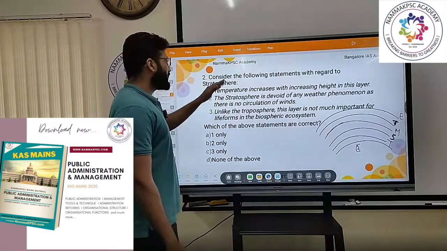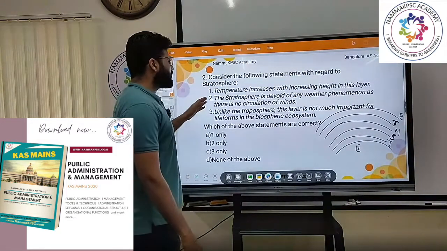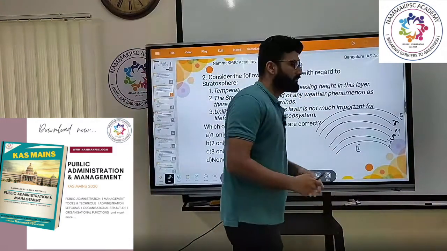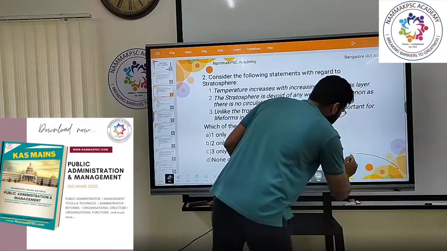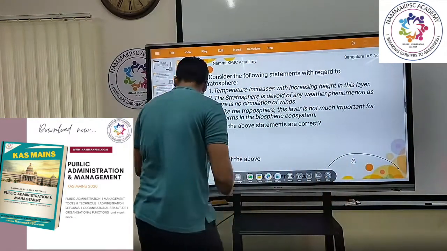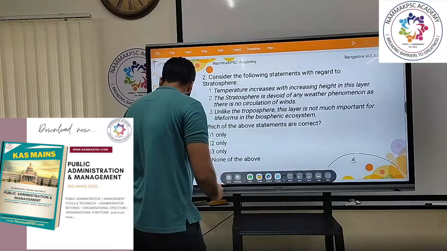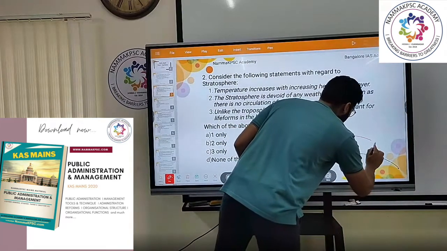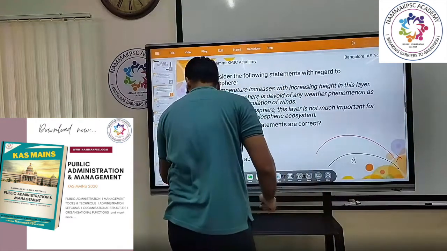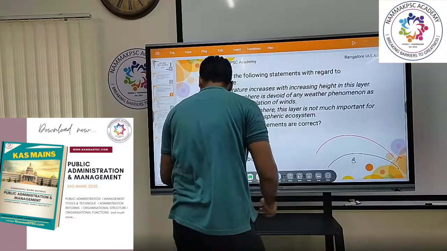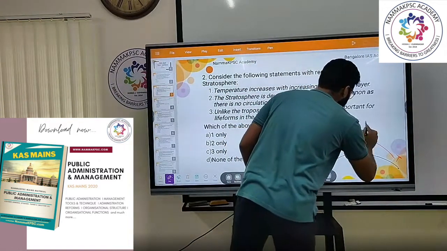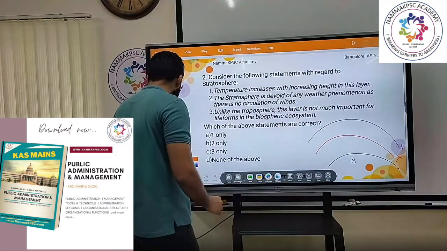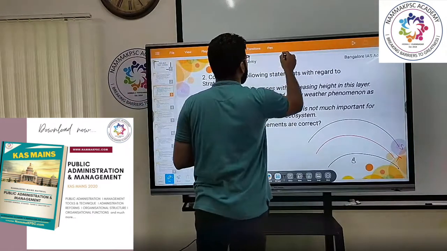Now consider the following statements with respect to stratosphere. What does the first statement say? Temperature increases with increasing height in this layer. If this is the Earth's surface, and this is the troposphere, I'll just draw the stratosphere now. This is the stratosphere. Okay. Now we have something known as the lapse rate.